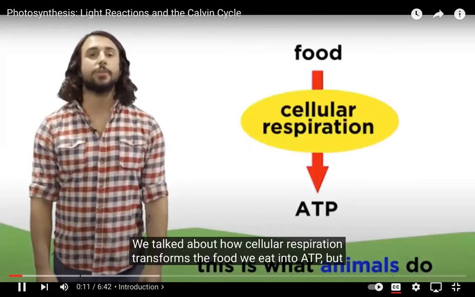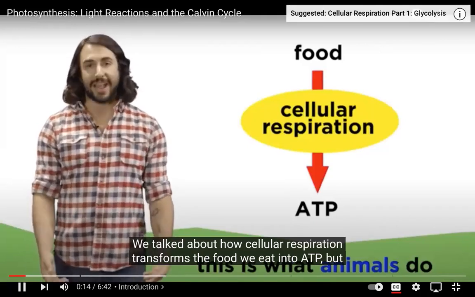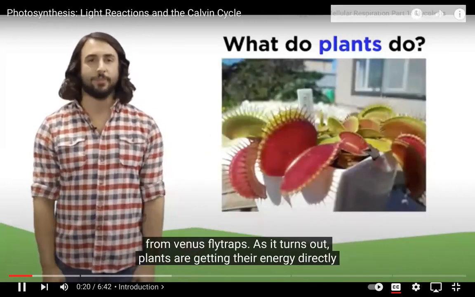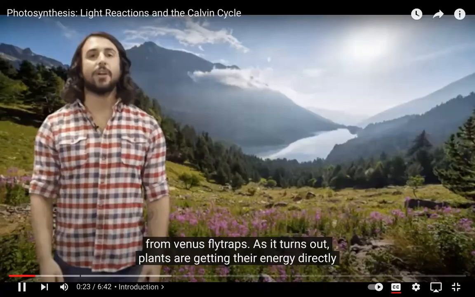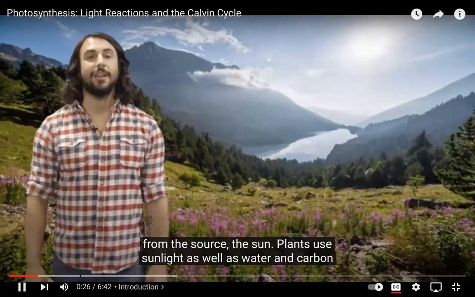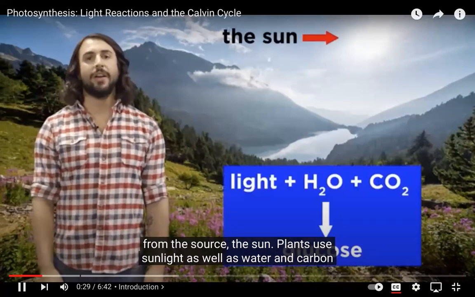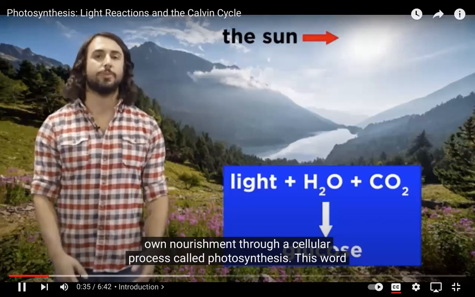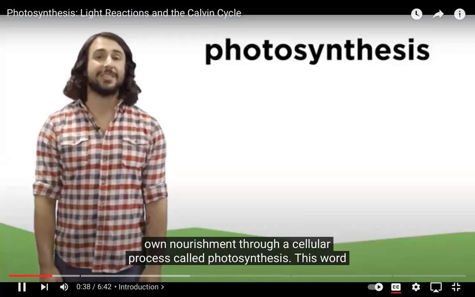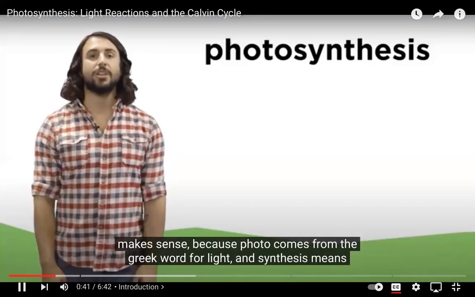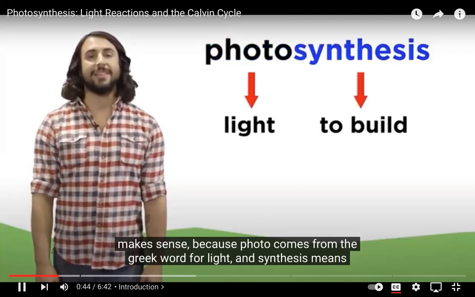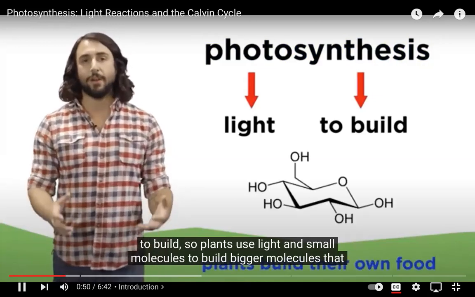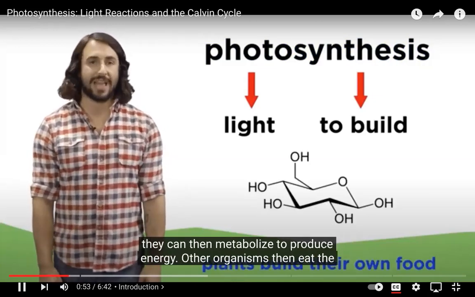We talked about how cellular respiration transforms the food we eat into ATP. But what do plants do? They don't really eat in the normal sense of the word, apart from Venus flytraps. As it turns out, plants are getting their energy directly from the source, the sun. Plants use sunlight as well as water and carbon dioxide, which are plentiful in our earthly surroundings, to produce their own nourishment through a cellular process called photosynthesis. This word makes sense because photo comes from the Greek word for light, and synthesis means to build. So plants use light and small molecules to build bigger molecules that they can then metabolize to produce energy.